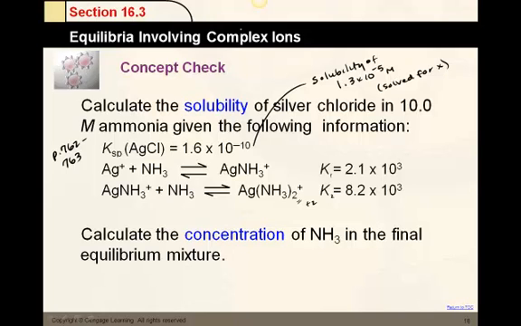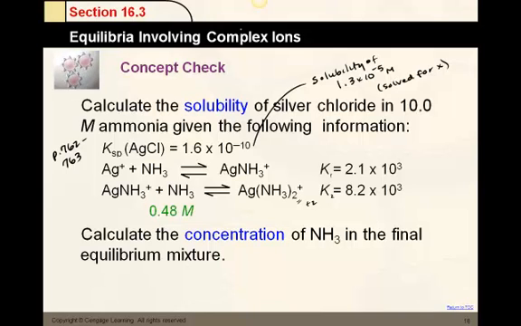K1 and K2 show you the solubility of each step. So the steps are pretty soluble. The K value is 2.1 times 10 to the 3. The second one is 8.2 times 10 to the 3. So that's pretty soluble. Much more so than 1.3 times 10 to the negative 5. When you solve according to the way they will show you in the textbook, the answer for solubility of the silver ion is 0.48 molar.